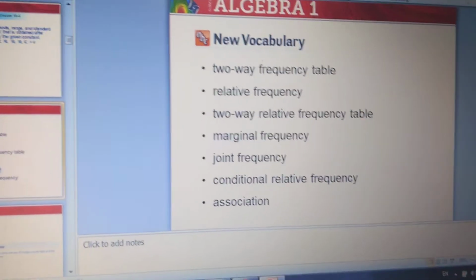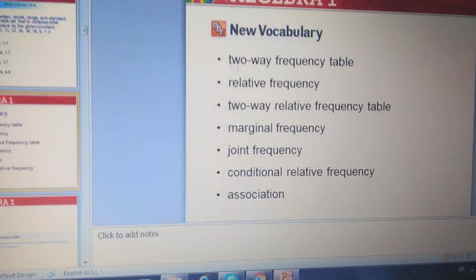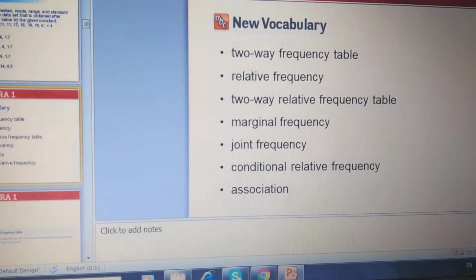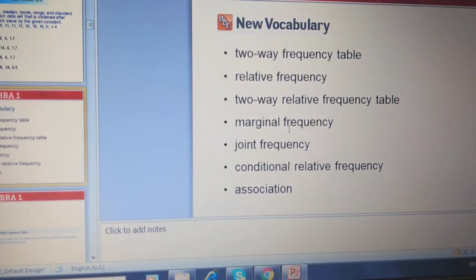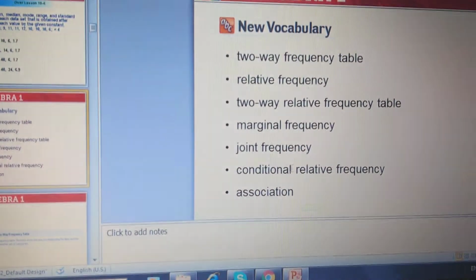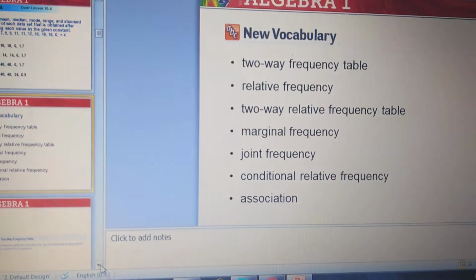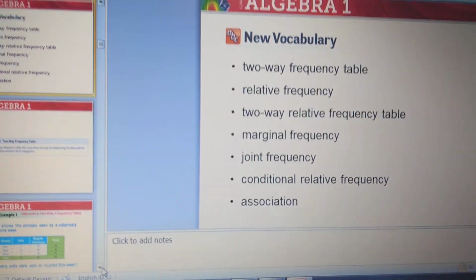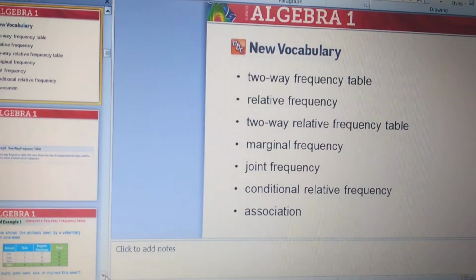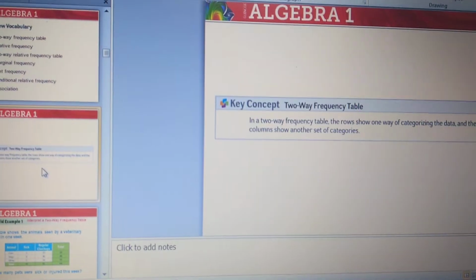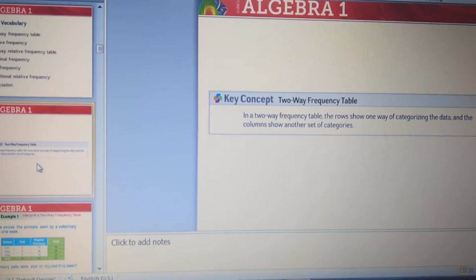In our new lesson, we are going to talk about two-way frequency table, relative frequency, two-way relative frequency table, marginal frequency, joint frequency, conditional relative frequency, and association. In general, all our work will be about tables and how we answer questions depending on the tables we have. The first point in this lesson is the two-way frequency table.